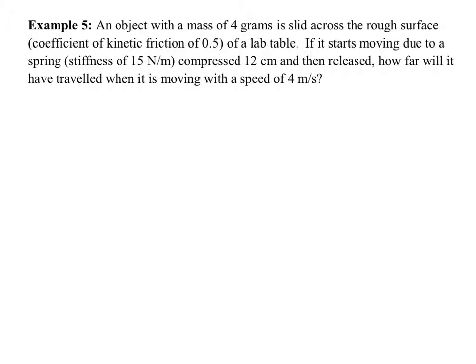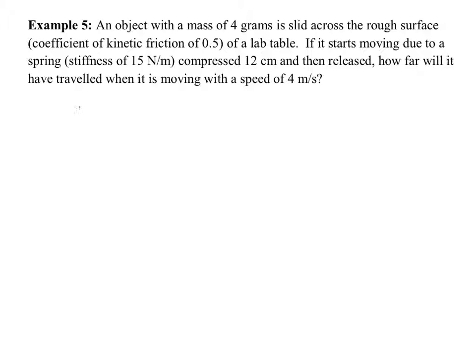So an object with a mass of 4 grams is slid across a rough surface with a coefficient of friction of 0.5 of a lab table. If it starts moving due to a spring with a stiffness of 15 newtons per meter, relatively strong spring, compressed 12 centimeters, and then released, how far would it have traveled when it is moving with a speed of 4 meters per second? This was elaborate. So the diagram was really important. That's probably why I spent some time, because you have to know what's going on.